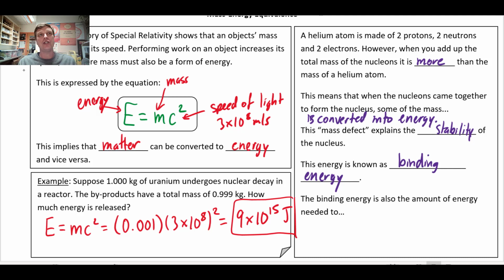Now, the binding energy, you can think of it 2 ways. It's how much energy gets released when you form the nucleus, but that is also related to how much energy it would take to destroy the nucleus, right? So the binding energy is also the amount of energy needed to break the nucleus apart, right? Because that's how stable that nucleus is.